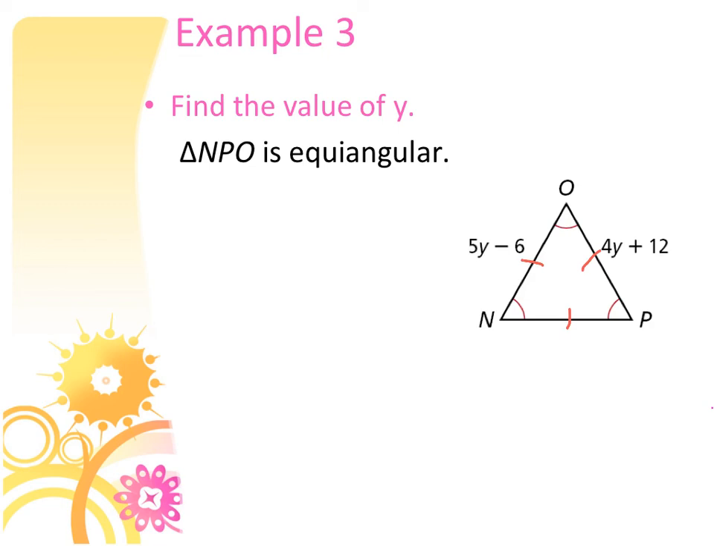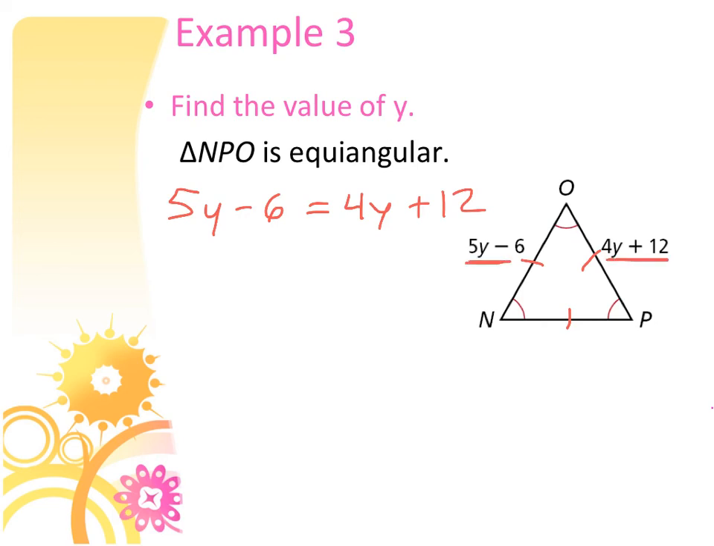But here we're trying to find y, and y is talking about the sides. So we need to know that all the sides are equal. So how do we find y? 5y minus 6 equals 4y plus 2 equals 4y plus 12. We're not dealing with the angles here, so we don't need to know that the angles equal 60. Because we said that this side here is equal to this side.